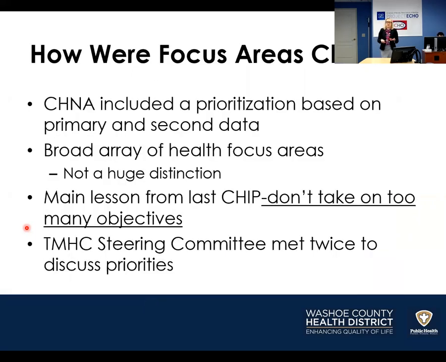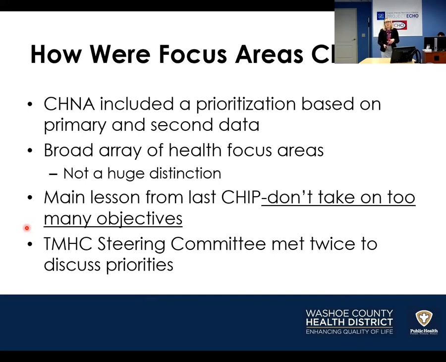All right, how were our focus areas chosen? So in our needs assessment, we included a prioritization based on that primary and secondary data. And I came in kind of on the tail end of that needs assessment process, and when we were talking about that, I was so excited, like, oh, we're going to do this data prioritization. It's going to tell us exactly what to focus on. It's going to be a piece of cake. And that is not what happened. Here in our state and in Washoe County, we have a huge array of needs. And while we did a great job, I think, with that prioritization, it didn't really give us a huge distinction between health topics. And I'll show you the results of that.